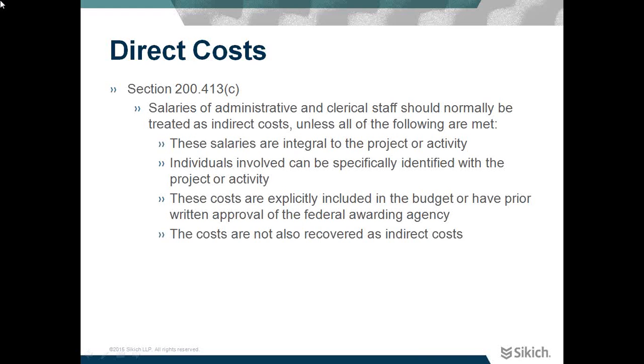But now, if you do charge it directly to the grant, you can't include it in your indirect cost plan, because that would be double dipping, and double dipping is not allowed. So you can't put them in both, but you can definitely charge them directly, provided that it's directly related to the activities of the grant.